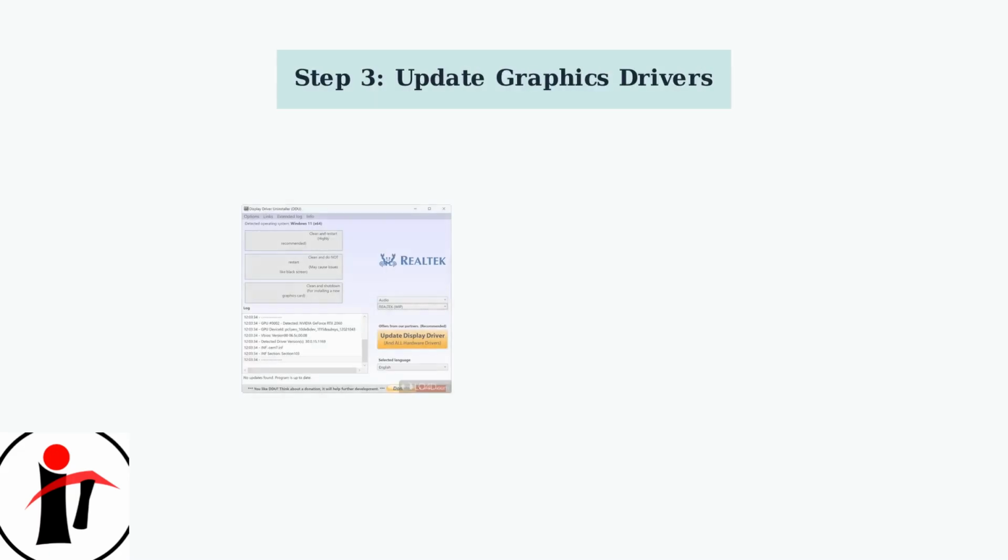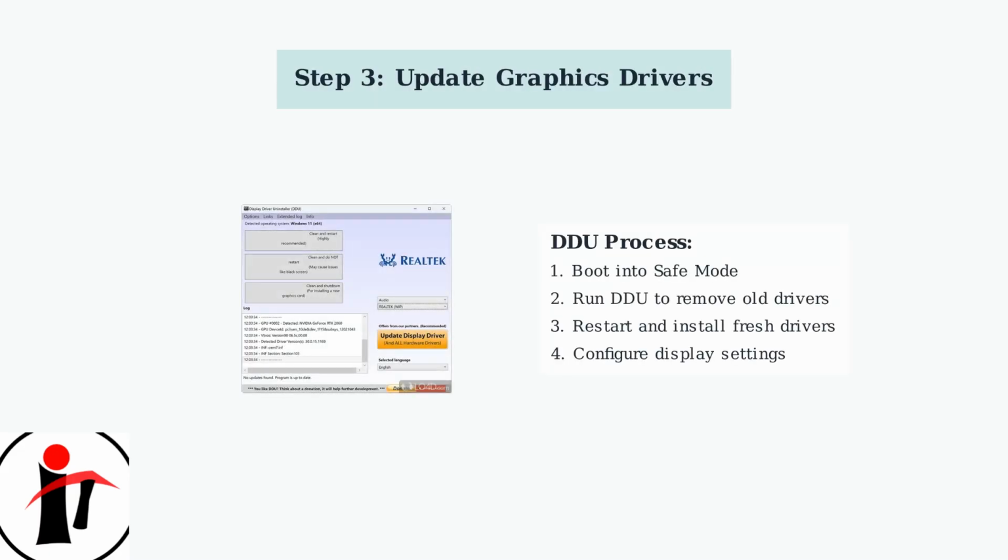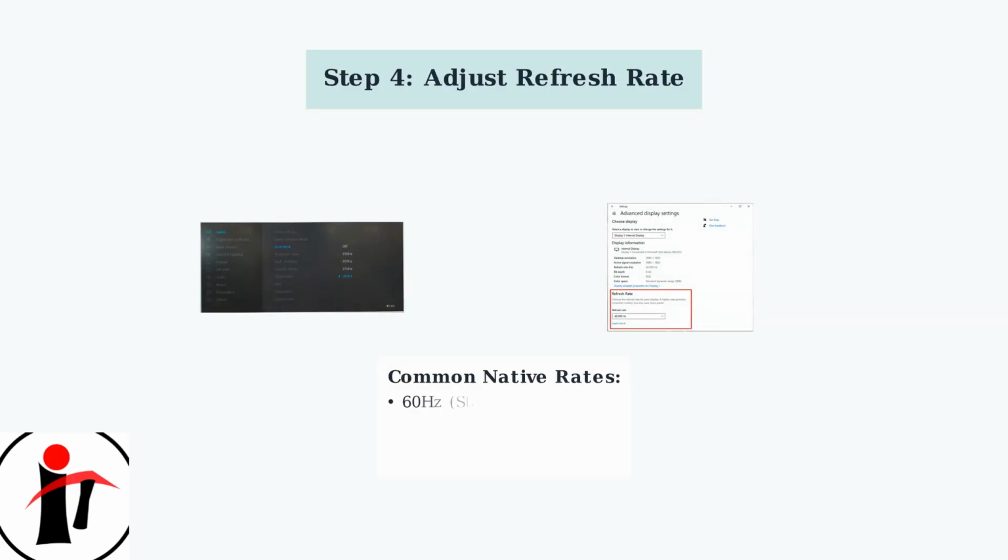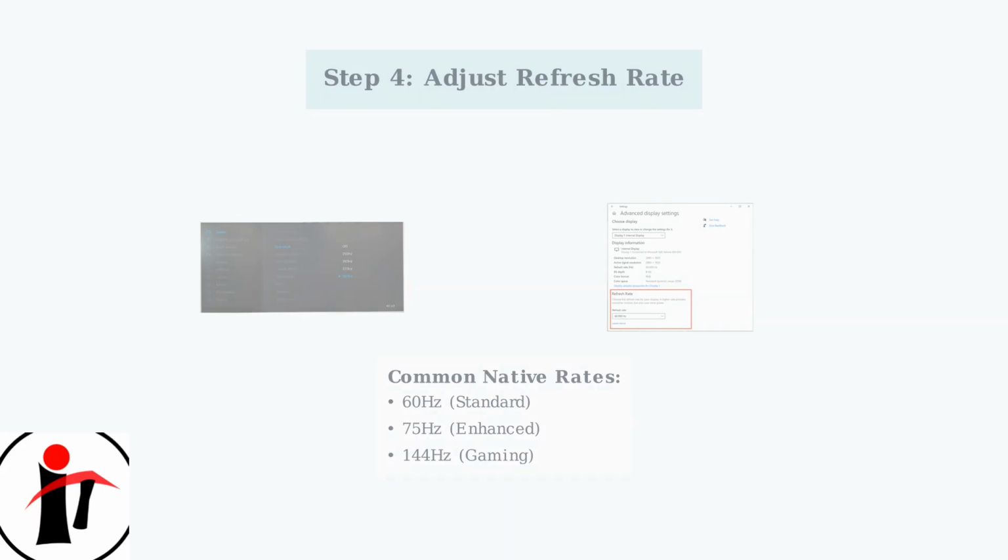Graphics driver conflicts cause 30% of monitor glitching issues. Use Display Driver Uninstaller or DDU for a clean driver installation. Refresh rate mismatches cause 15% of display problems. Adjust your monitor's refresh rate to match its native setting through both the monitor menu and Windows settings.